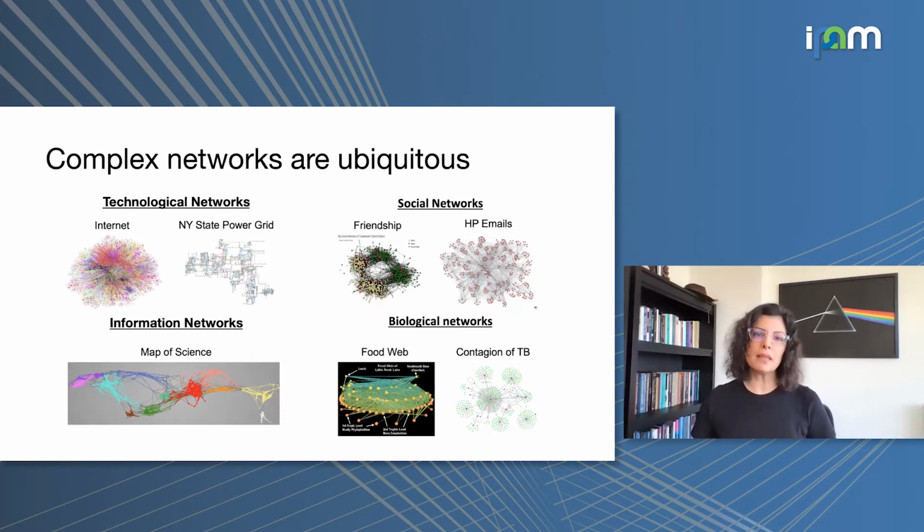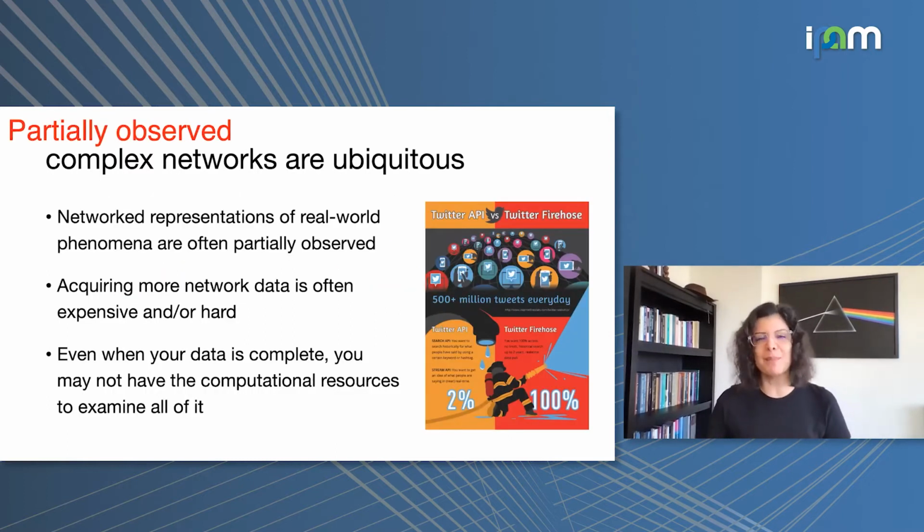Now, there is a falsehood on this slide in that partially observed complex networks are ubiquitous. Fully observed complex networks are not as ubiquitous as you would like them to be. So whatever phenomena you're interested in is oftentimes partially observed. For example, right now, we would love to have the fully observed contact network, right? To be able to do tracing and controlling the pandemic.